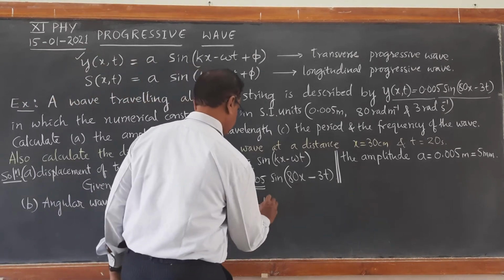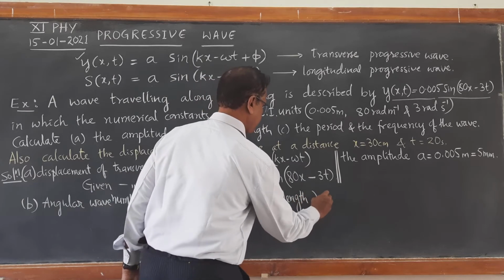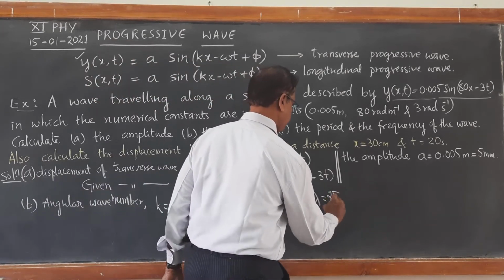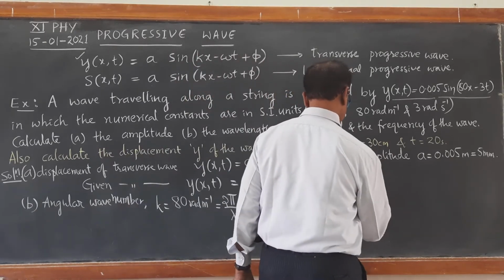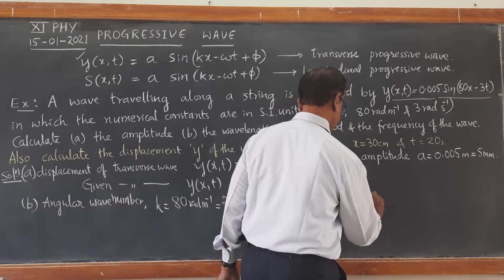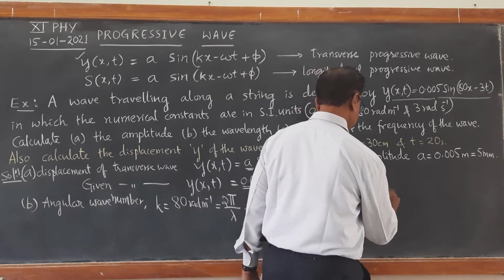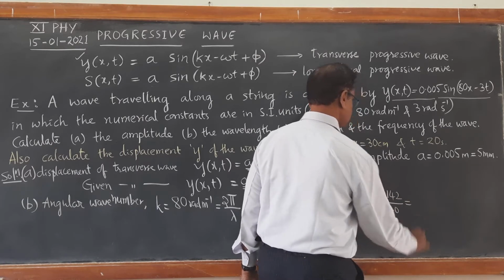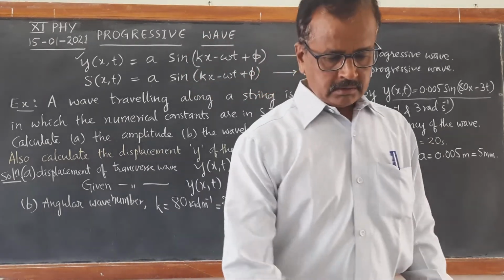Therefore, wavelength lambda is equal to 2 pi by k, 2 pi by 80. That becomes 3.142 divided by 40. So if you calculate this, it comes out to be 7.85 centimeter.